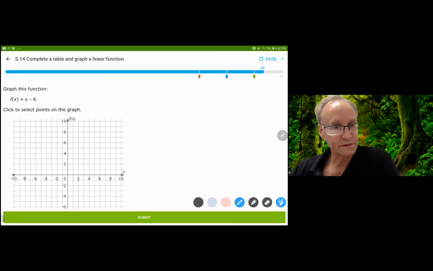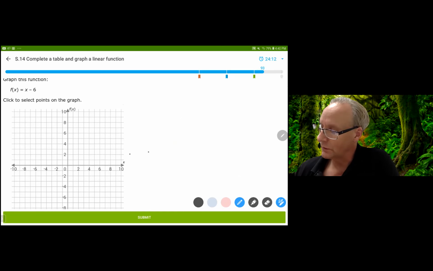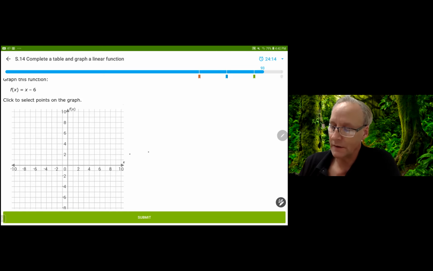X minus 6. Well, they just want me to graph it. So let's graph it. Y equals x minus 6. So I'm going to get rid of that. I'm going to start at 0, negative 6, and then I'm going to count a slope of 1. Any one of these points should work. If I put in 6 for x, I should get 0 for y, and I do.